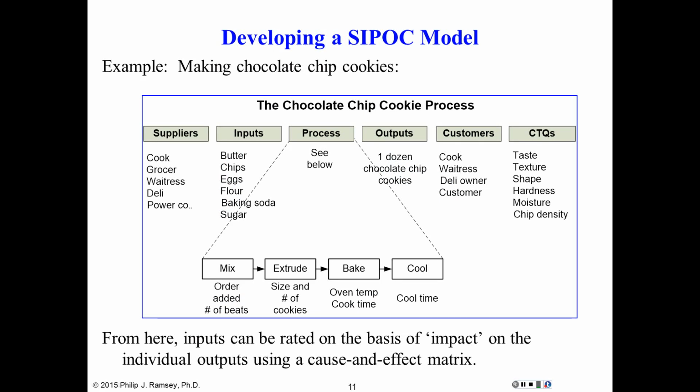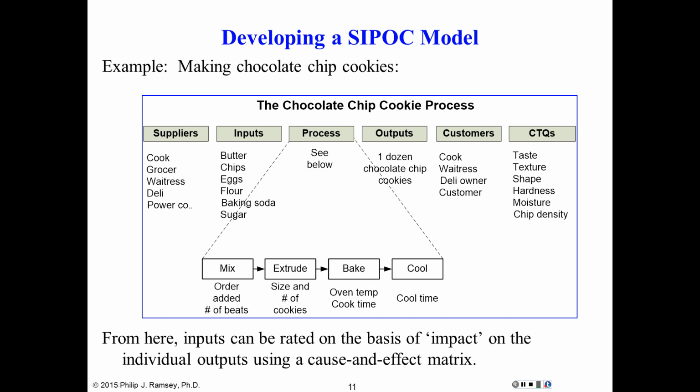So we have suppliers. Where do you get materials from? Inputs, okay? And then the process. So we mix the ingredients, extrude the cookies, bake them, and cool them. And the output is chocolate chip cookies.